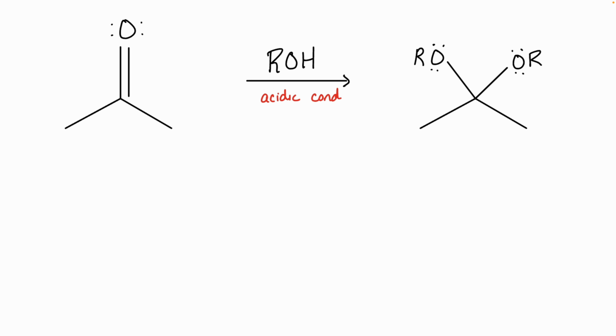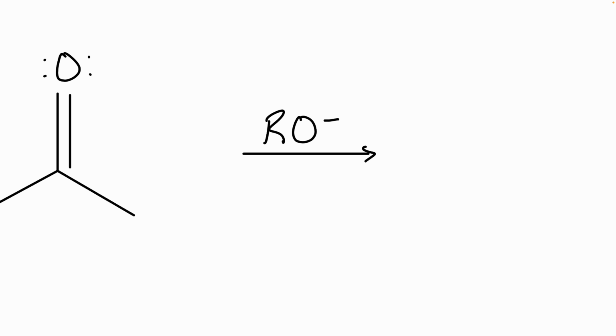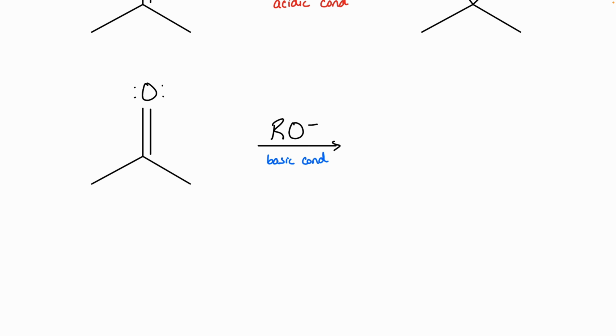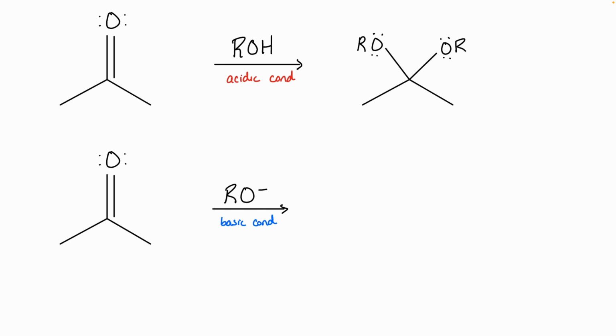Okay, but if you took that same ketone or aldehyde and you reacted it with that same alcohol, but after deprotonating it, forming this alkoxide ion, then this would be not acidic conditions, but basic conditions. And how do I know it's basic? Because of the negative charge. Here you wouldn't get your full acetal, but rather it would stop at that hemiacetal step.